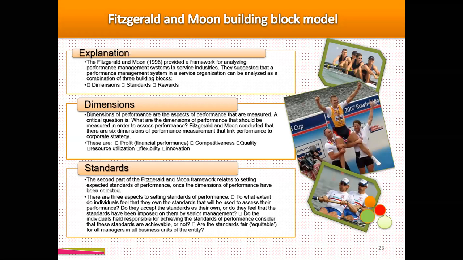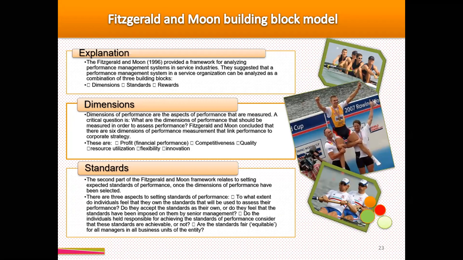Fitzgerald and Moon blessed us with a good model for analyzing performance in the service industry. For example, take a bank, which doesn't provide physical goods. It's a service organization. How will you measure its performance? It says you do that based on three building blocks: number one, dimensions; number two, standards; and number three, rewards. Let's start with dimensions. Dimensions of performance are the aspects of performance that are measured.